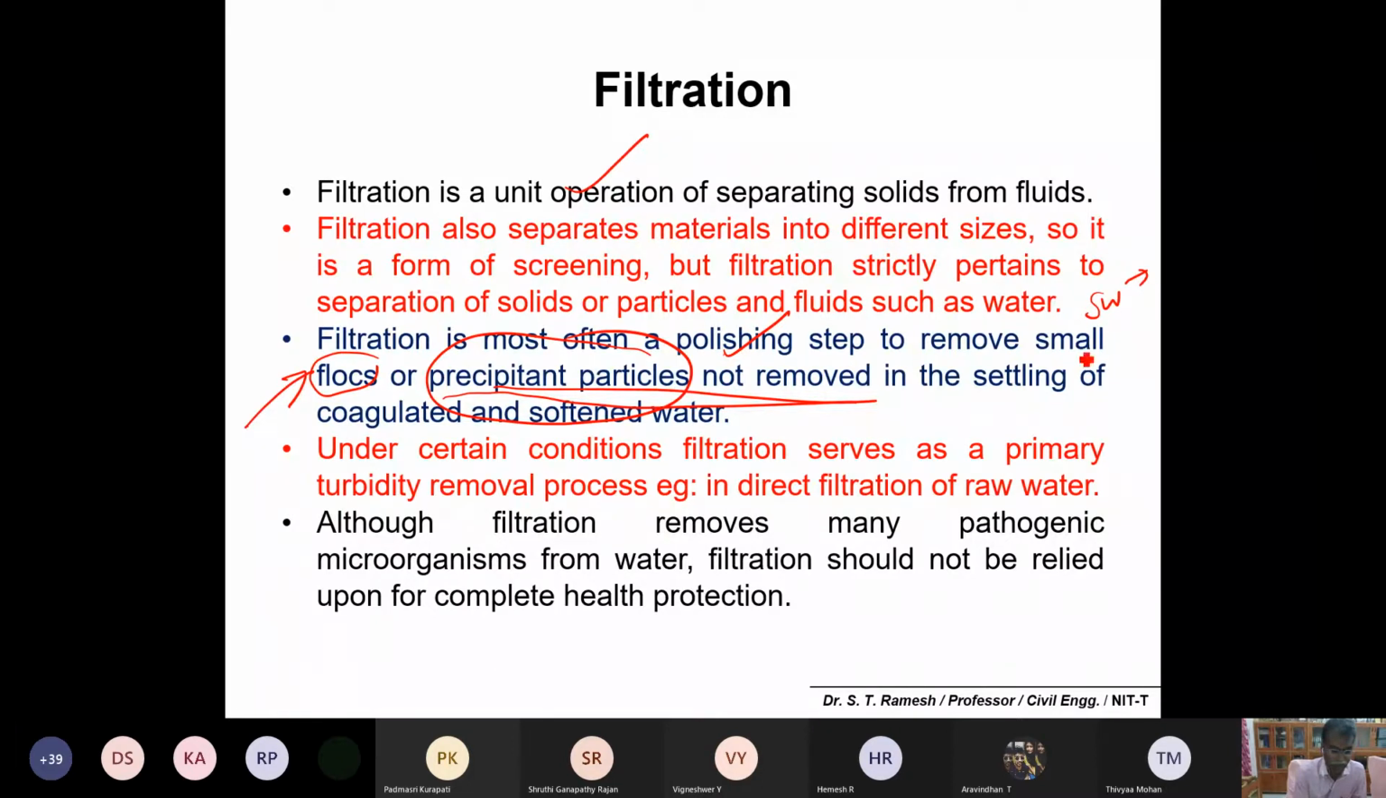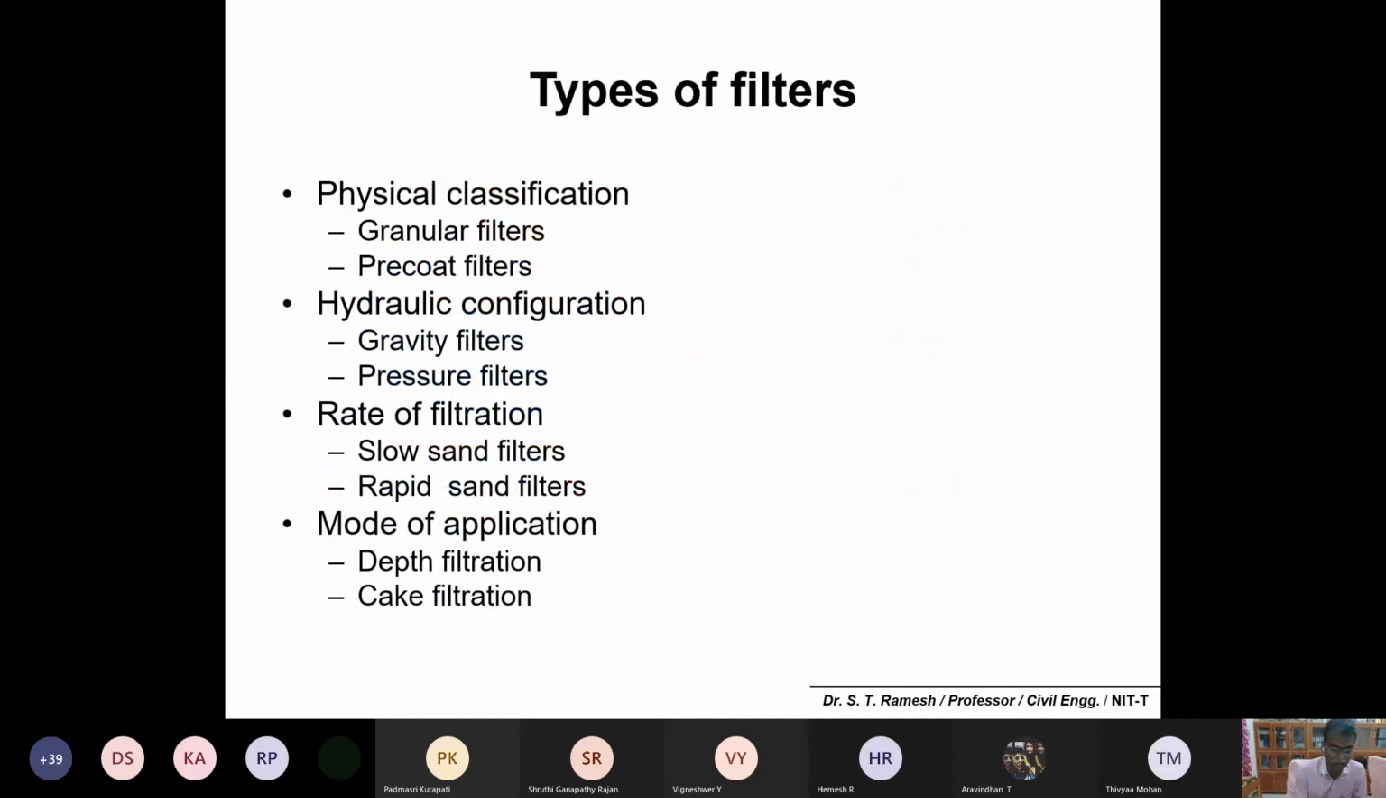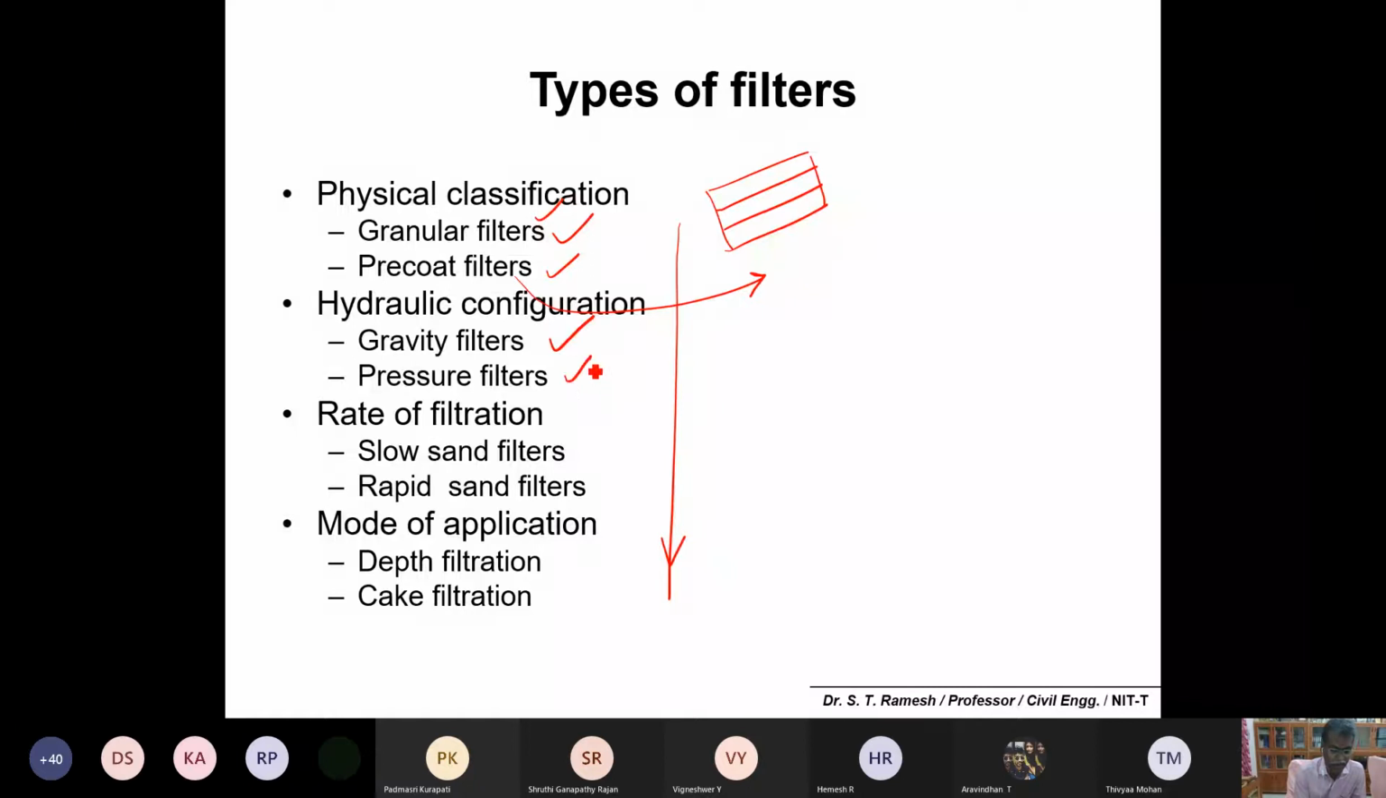In the case of groundwater treatment, you may add chemicals. In that sense, you can simply remember them as precipitant particles. These are the different classifications we discussed in the last class. One is granular filters, another is pre-coat filters. Granular means different stratified layers of sand in a sequential order, and pre-coat filters use diatomaceous earth or diatoms. By simple gravity action, or you can either have pressure or vacuum in the sense of pressure filters.